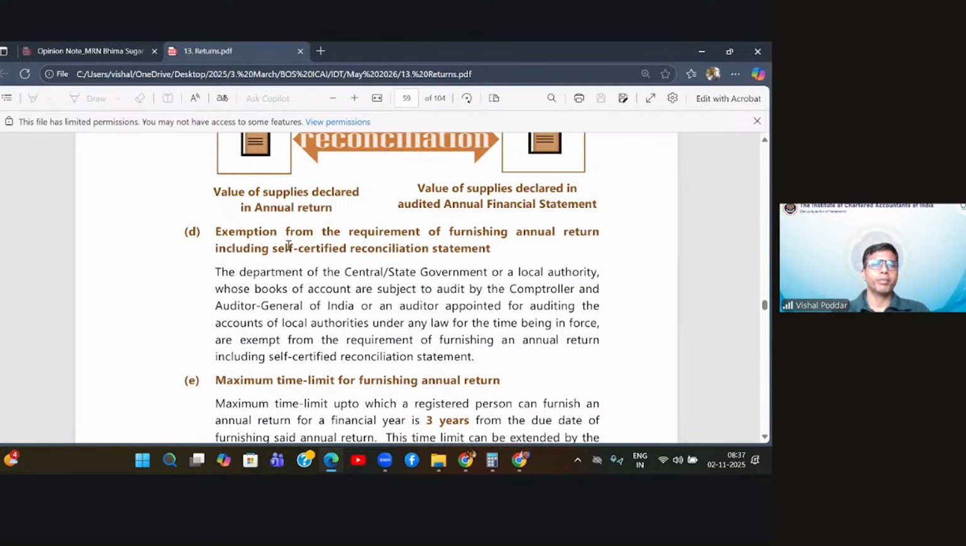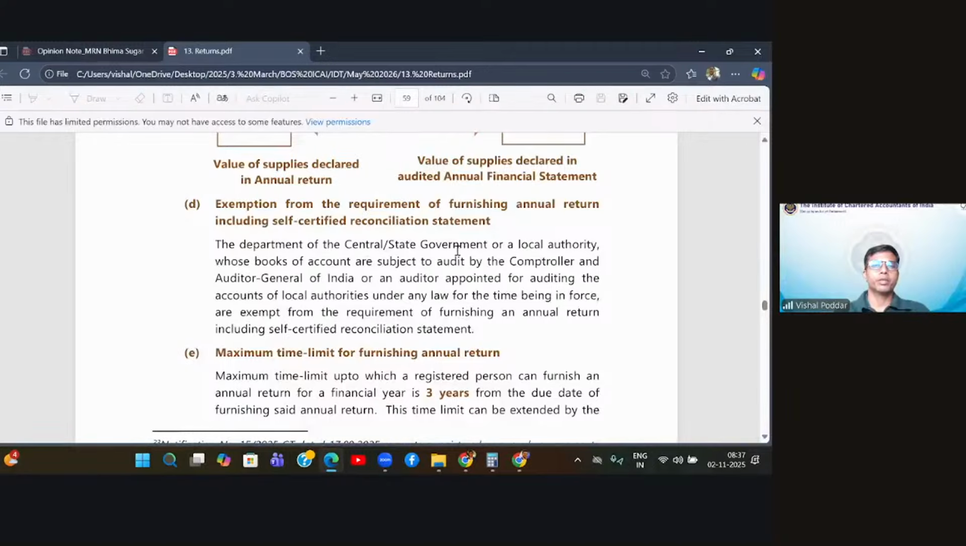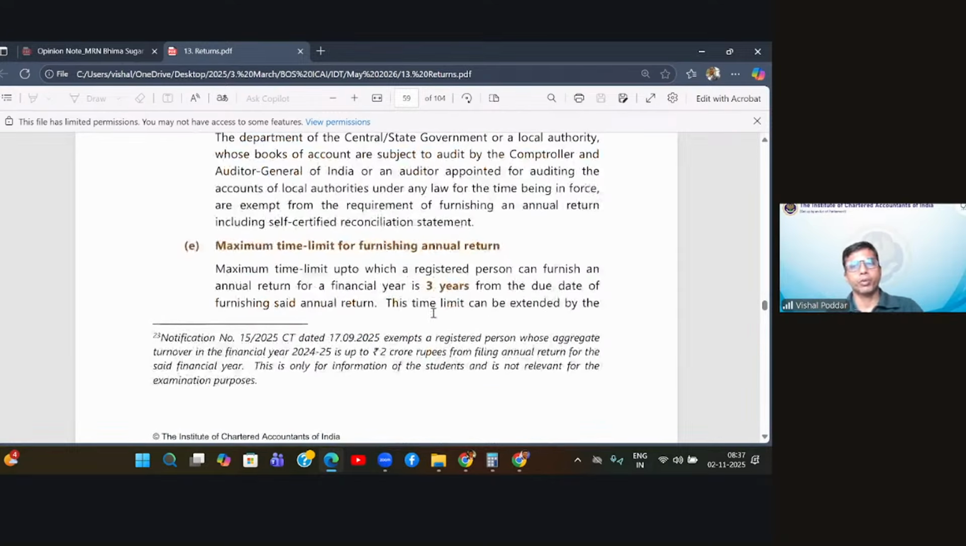Now, as we studied, the government from time to time has the power to exempt someone from complying with this requirement. So exemption from the requirement of furnishing annual returns: the Department of Central and State Government, local authorities whose books of accounts are subject to audit by CAG, or an auditor appointed for auditing the accounts of local authorities under any law, are exempted from the requirement of 9 and 9C both.